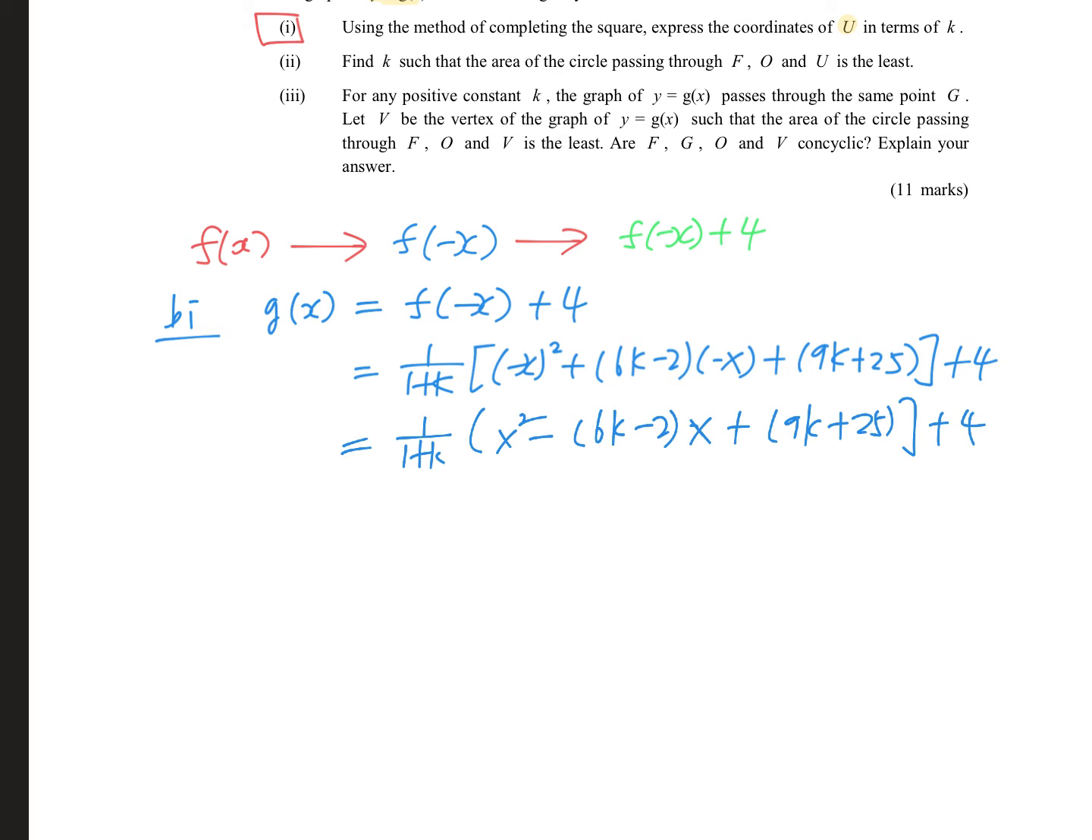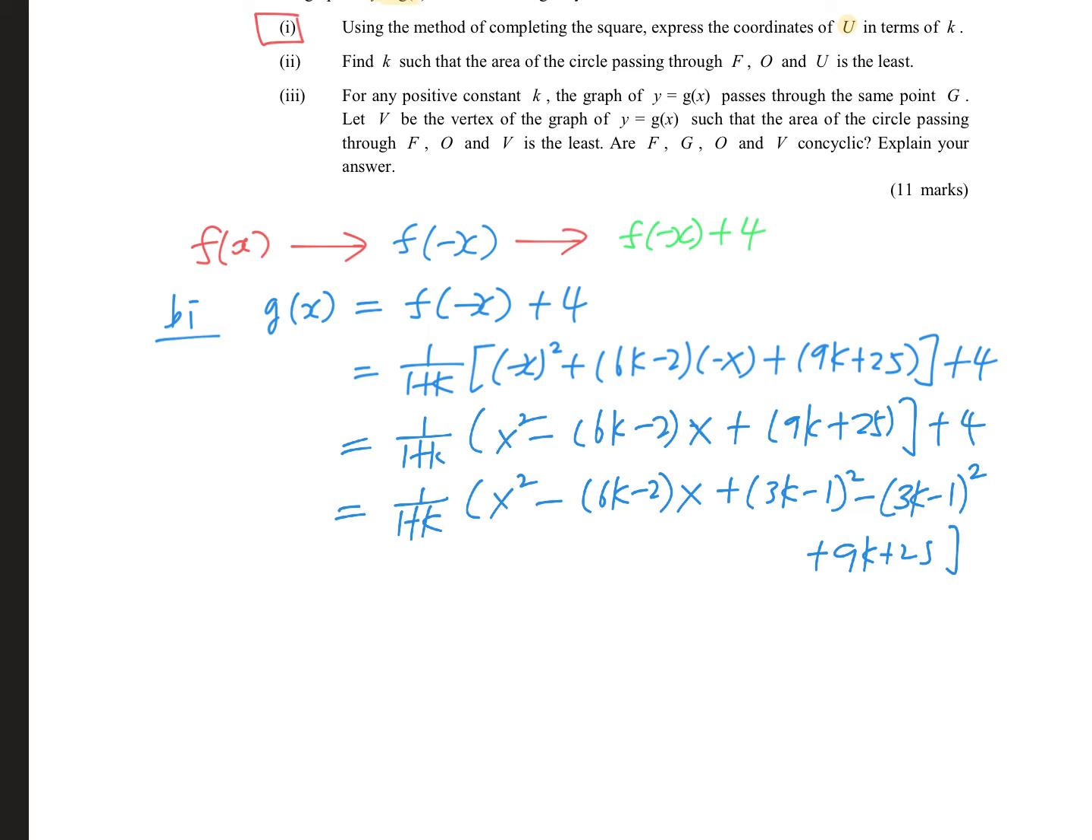and then plus 9k plus 25, and also plus 4. So first of all here, the coefficient of x will be 6k minus 2, and then half of it will be 3k minus 1. So here we'll try to plus (3k minus 1) all squared, and then minus (3k minus 1) all squared, still within the square bracket. And then we just need the first 3 terms.